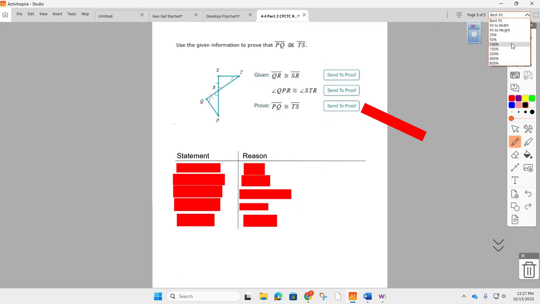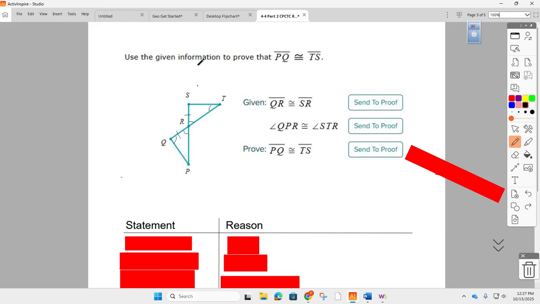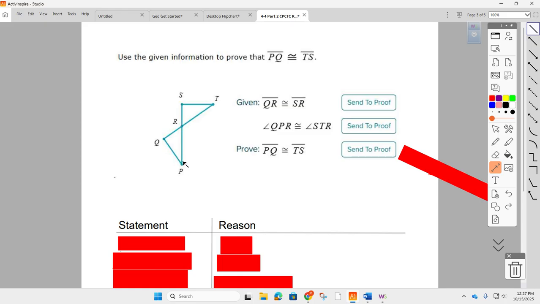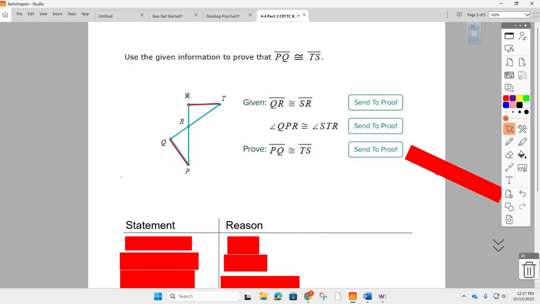So if we have this diagram, our given parts. So now look up here. Look what our proof says. Our proof does not say we're proving a triangle is congruent, right? What we're looking to prove is that PQ is congruent to TS. We can't use those sides to prove that triangles are congruent. We don't have any rules for that.